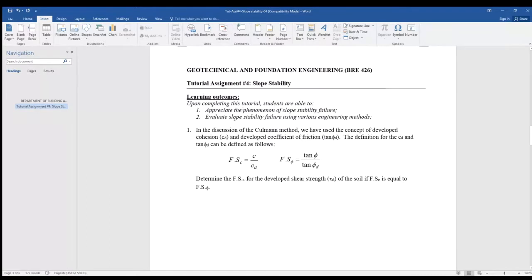Now, for question 1. In discussion of the Kuhlman method, we have used the concept of the design or the developed cohesion and also the design coefficient of friction, tangent phi d. The definition for factor of safety: the factor of safety for cohesion is equal to the actual cohesion over the design cohesion, and also tangent phi over the design value. Now determine the factor of safety about the shear strength, tau d, of the soil, if FSc is equal to FSphi.